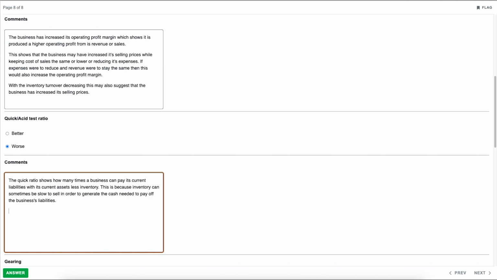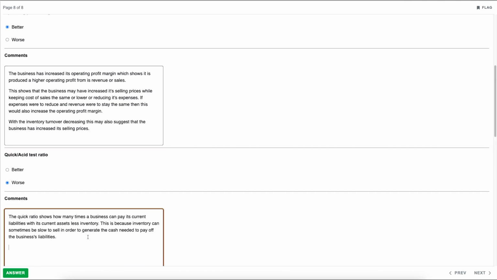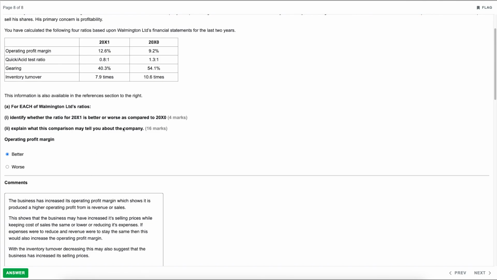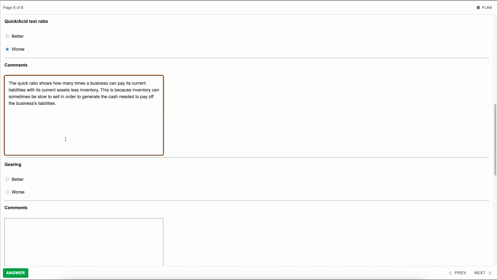So I would be saying that because now it's dropped below 1. We're now at 0.8 over 1. So that's higher risk for the business. So the business is unable to cover its current liabilities, i.e. short-term debt, with its current assets if it were to remove inventory.